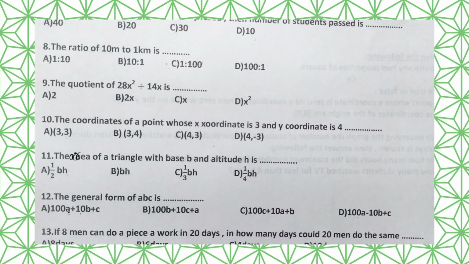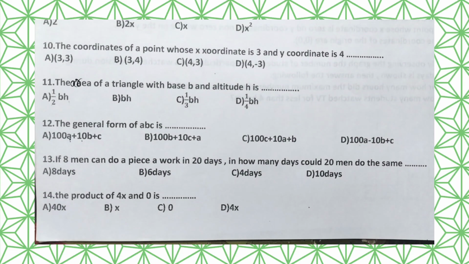Now let us move for the 13th question. So 13th question ge hogana. If 8 men can do a piece of work in 20 days, in how many days could 10 men do the same anta kelidane. So 8 men can do a piece of 20 days. ಒಂದು ಕೆಲಸನ 8 ಜನ 20 ದಿವಸದಲ್ಲಿ ಮಾಡಿದ್ರೆ ಅದೇ 20 ಜನ ಅದೇ ಕೆಲಸನ ಎಷ್ಟು ದಿವಸದಲ್ಲಿ ಮಾಡ್ತಾರೆ.